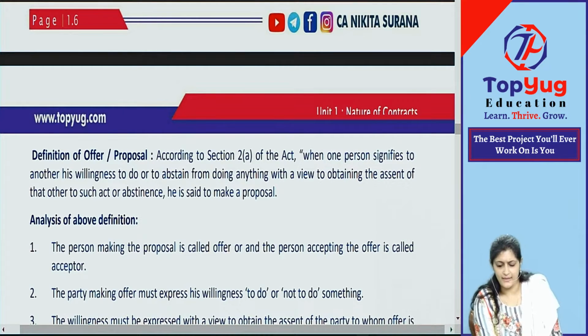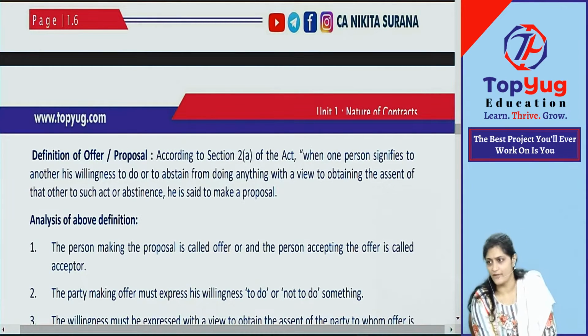So what did we discuss in the last class? You all remember? Everybody? We have discussed all the types of contracts. We are done with discussing all the types of contracts. Contracts are divided on three bases. What are the three bases? Based on validity, based on formation, based on performance.